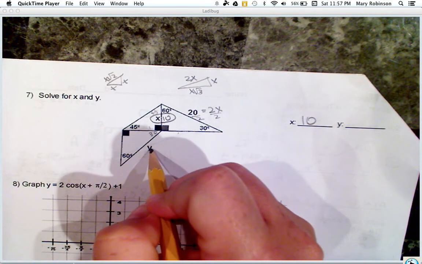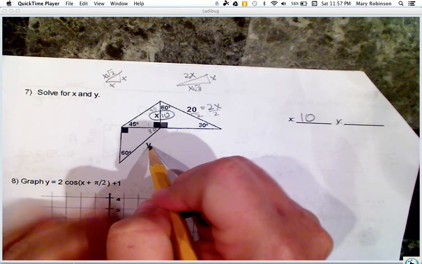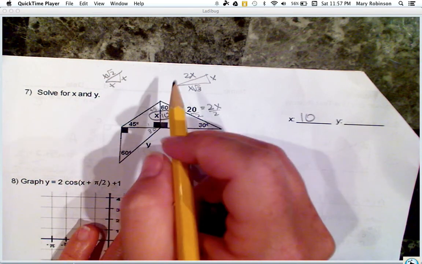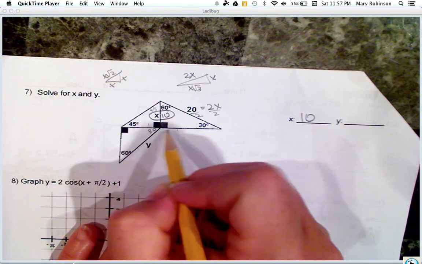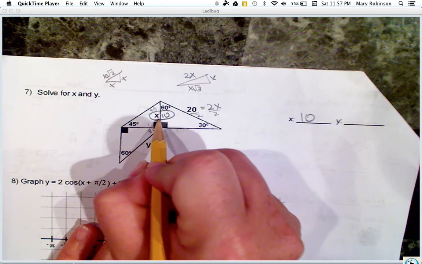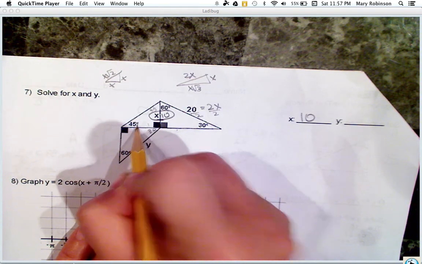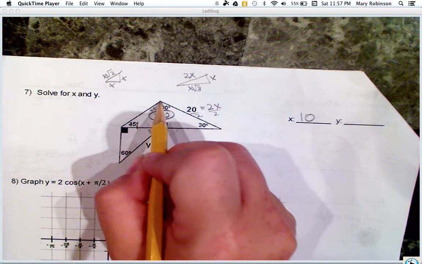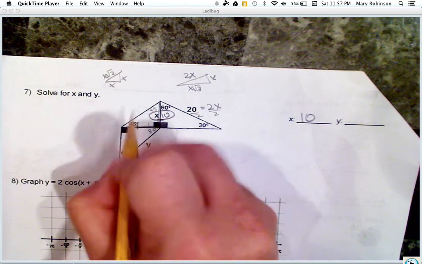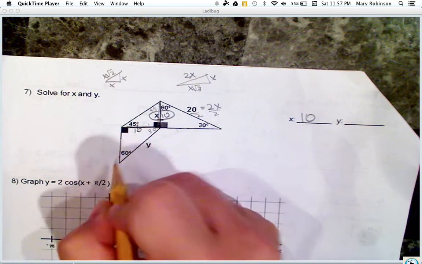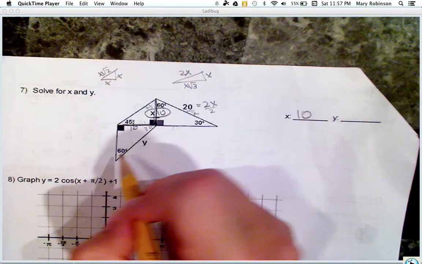Now we have to somehow get over here to solve for y, but we don't have any side measures. What we need to recognize is that this 45, 45, 90 and this 30, 60, 90 share common sides. And since for a 45, 45, 90, the legs are congruent, if this leg has a measure of 10, then this leg is also 10. And that's going to help us to solve for our legs.